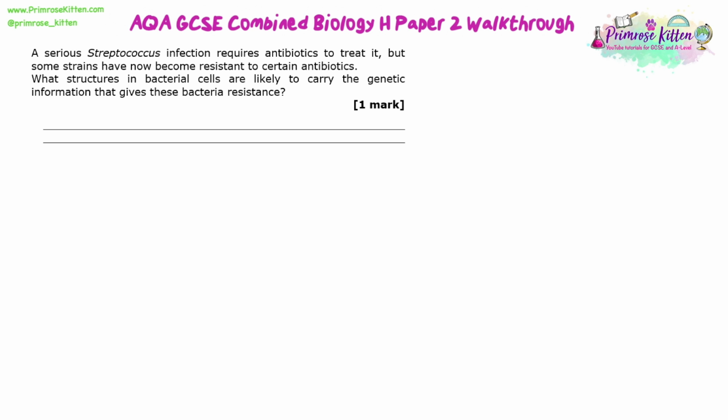Okay, so part D. A serious streptococcus infection requires antibiotics to treat it, but some strains have now become resistant to certain antibiotics. That's helpful, but it's not necessarily helpful to the question. What structures in bacterial cells are likely to carry the genetic information that gives these bacteria resistance? So specifically, we're looking for structures, and we're talking about DNA. So genetic information means DNA. So what structures in bacterial cells contain DNA?